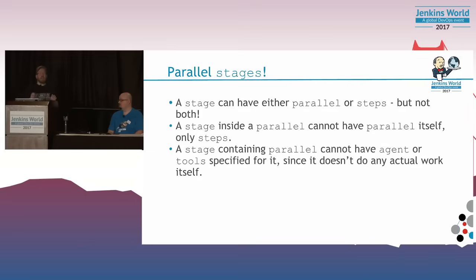So like I said, a stage can either have parallel or steps, but not both. You can't have a stage that contains parallel stages and does stuff itself. The top level stage there is a container. You can't nest. And for a stage that contains parallel, a parent for parallel stages, agent and tools have no meaning. So rather than letting you get confused by, wait, but I put an agent here, why isn't it relevant? We're rejecting that at validation. So just a few gotchas, but this will all be in the docs that end up on Jenkins.io like normal.